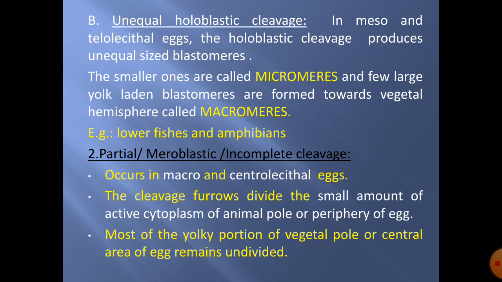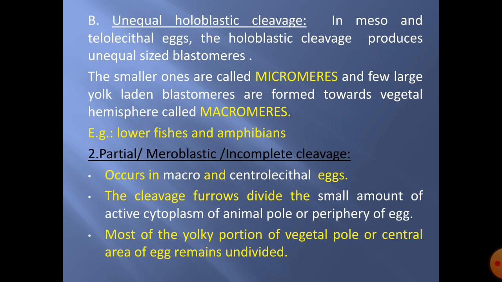Then unequal holoblastic cleavage, the second type. It is seen in meso and telolecithal eggs. The holoblastic cleavage produces unequal sized blastomeres. The smaller blastomeres, which are yolk free, are called micromeres, and the few large yolk-laden blastomeres, which are formed towards the vegetal pole, are called macromeres. This is seen in the case of lower fishes and amphibians.